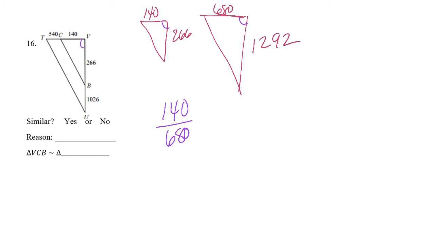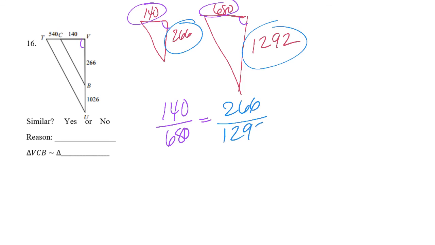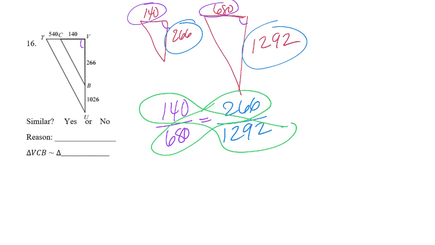So now I can set up my proportion. 140 over 680, because those were both on the top, equals 266 over 1292. And then I can cross multiply and check them. So 680 times 266 is 180,880. And then 140 times 1292 is 180,880. So that does check.